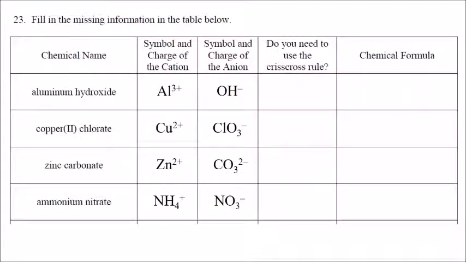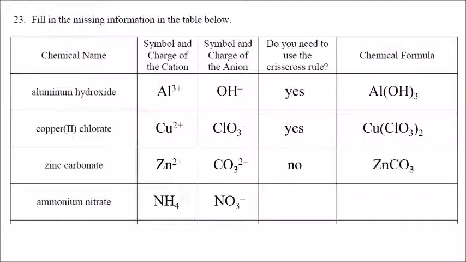So for the crisscross rule, we get aluminum hydroxide with parentheses around the OH. Copper chlorate, yes, we have parentheses around the ClO3. Zinc and carbonate, they balance out, so no crisscross rule is needed. And the same with ammonium and nitrate, no crisscross rule is needed.